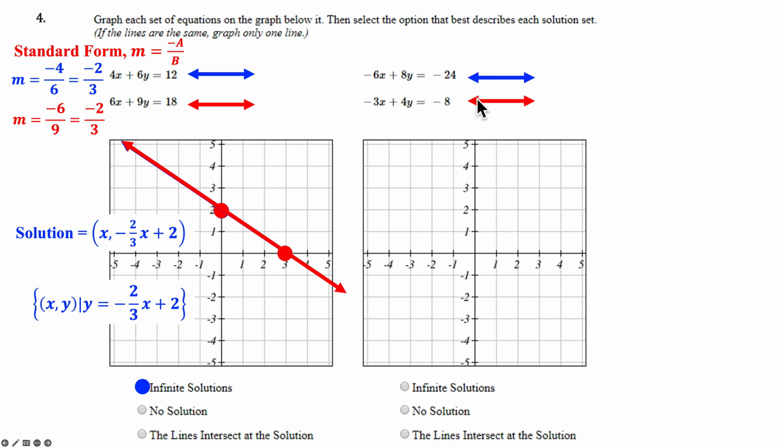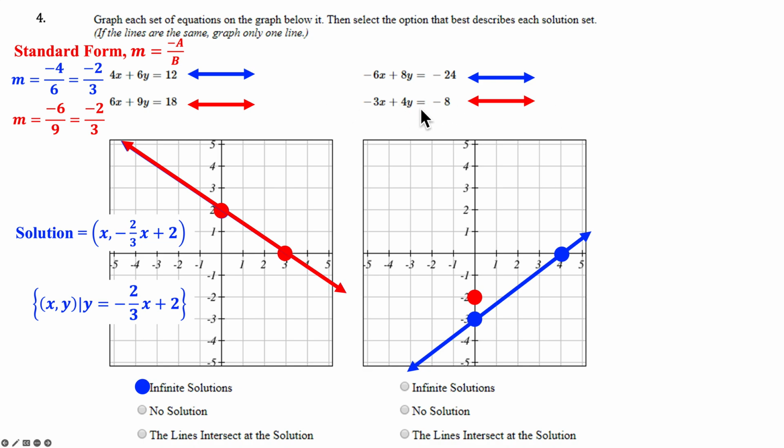Over here, blue line, red line. Let's graph this one here. So here, if we started, let's find the y-intercept. 8y equals negative 24, y is equal to 3, plot that point. Cover up the y term, negative 6x equals negative 24, x equals 4, plot that point. There's that line. Okay, let's find this y-intercept. 4y equals negative 8, y equals negative 2. Cover up the y term, negative 3x equals, that's ugly.